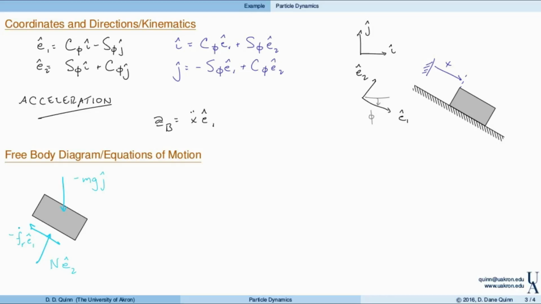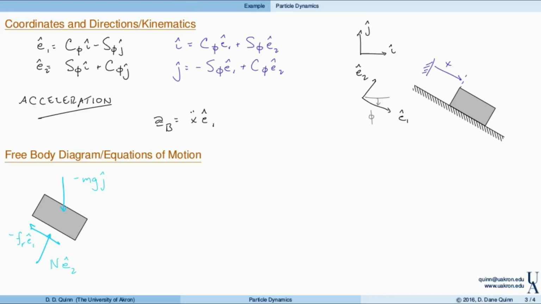So I don't exactly know what the friction force is yet because I haven't said if the block is sticking or slipping. So I'll just represent it as some unknown quantity, and then as we come to the point in our problem solution that we're ready to determine and distinguish between stick and slip, we'll specify the friction force to be the appropriate value. But these are the forces that act on the block.